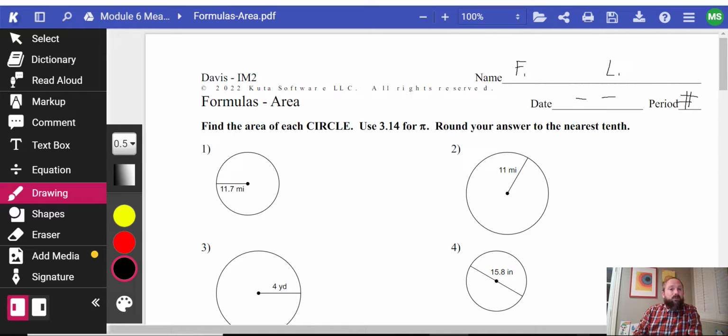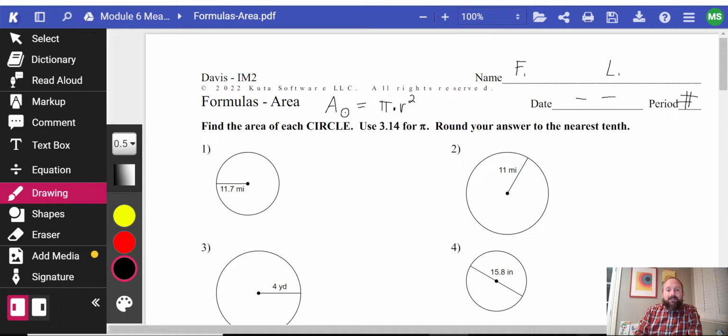So the first thing we have to do is write down the formula for the area of a circle. The area of a circle is pi r squared, pi times the radius squared. Now the radius is half of the diameter, from the center to the edge, just one edge from the center to the edge.